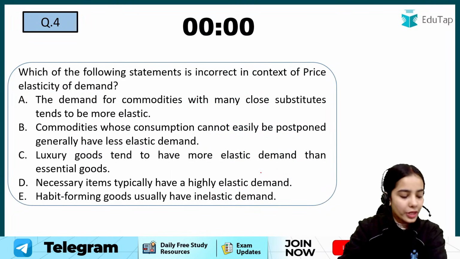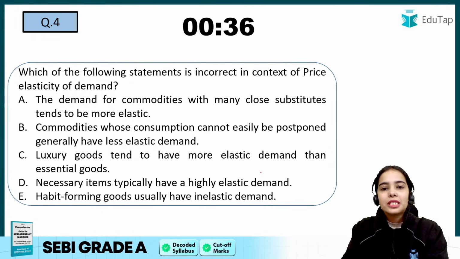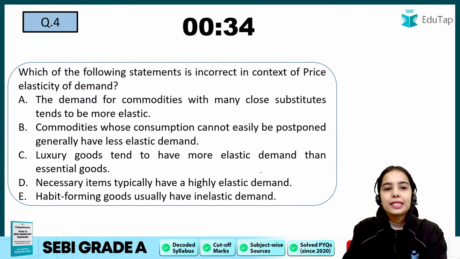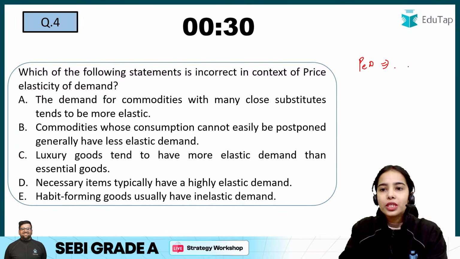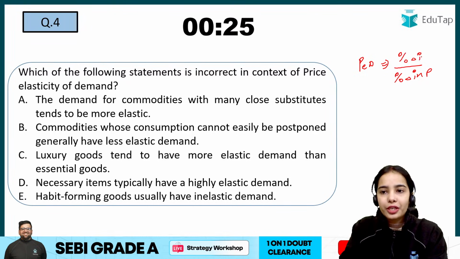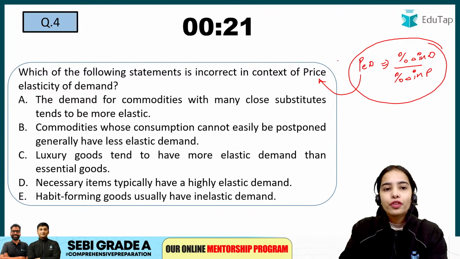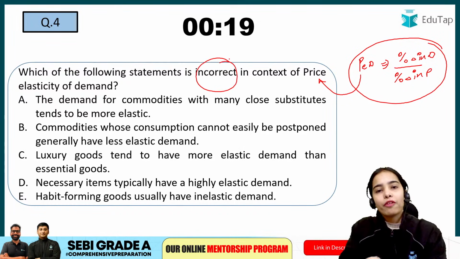Now, coming to the next question. Try to answer this question: which of the following statements is incorrect in the context of price elasticity of demand? Price elasticity of demand shows that with a percentage change in price, there is a percentage change in demand. In this context, you have to tell me which statement is incorrect.